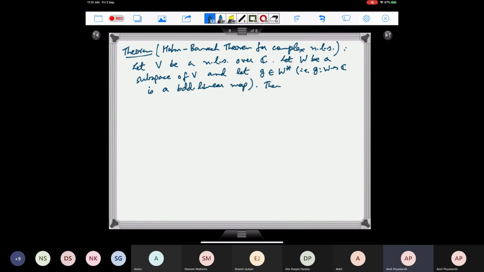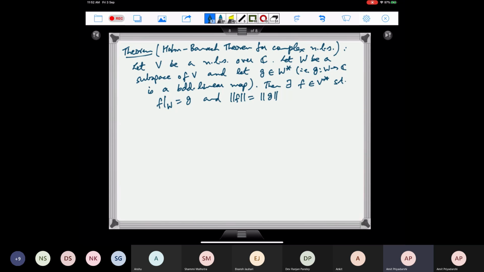So then there exists F in V star such that F restricted to W is G and norm of F is the same as norm of G. So this theorem is the same as the theorem for the real normed linear space. So it does not matter whether you take a normed linear space over R or C. We have this extension theorem that if we have any bounded linear functional on a subspace, then it can be extended to a bounded linear functional on the whole space without changing the norm.